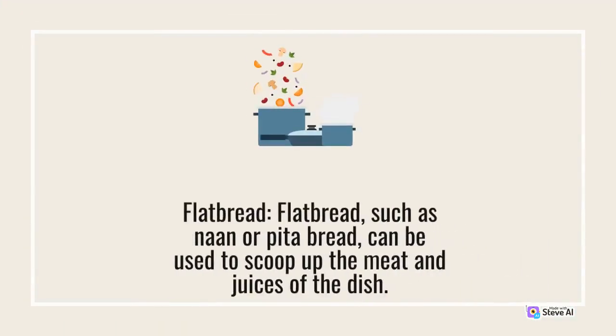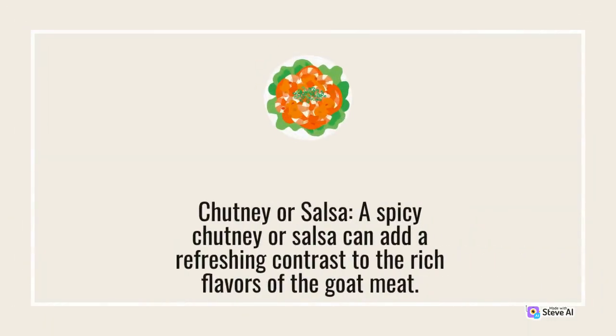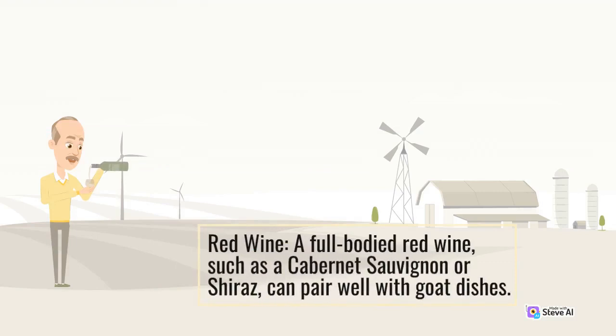Flatbread. Flatbread, such as naan or pita bread, can be used to scoop up the meat and juices of the dish. Chutney or salsa. A spicy chutney or salsa can add a refreshing contrast to the rich flavors of the goat meat. Red wine. A full-bodied red wine, such as a Cabernet Sauvignon or Shiraz, can pair well with goat dishes.